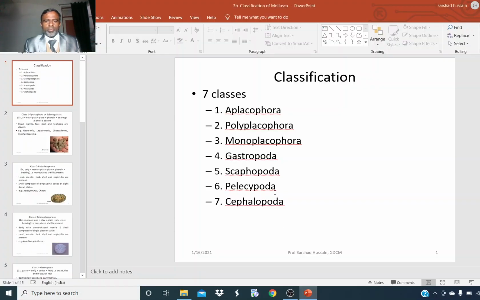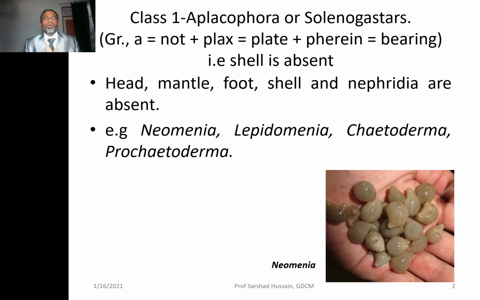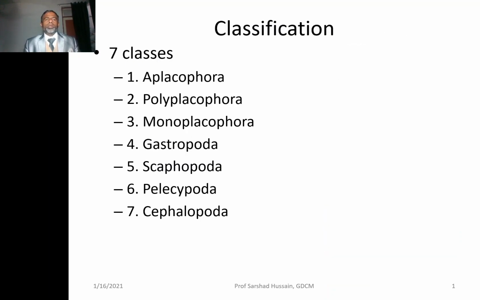Dear students, let us start with a new topic, that is the classification of phylum Mollusca. Now, there are seven classes: Aplacophora, Polyplecophora, Monoplacophora, Gastropoda, Scaphopoda, Pelecypoda, and Cephalopoda.